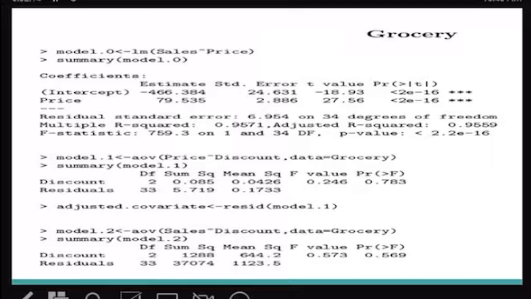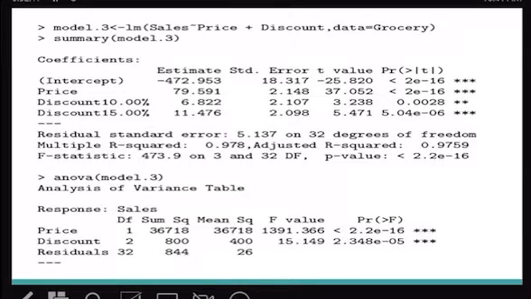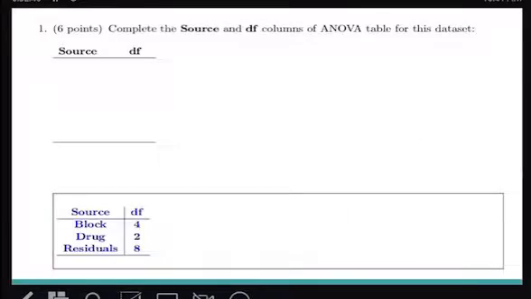Take a look at this now. By the time you run the ANCOVA, you can see the discount is significant and the price is also significant. But how am I going to know if the ANCOVA worked? I can compare the mean square error. I will compare the mean square error. In fact, I know they're going to ask that question too.